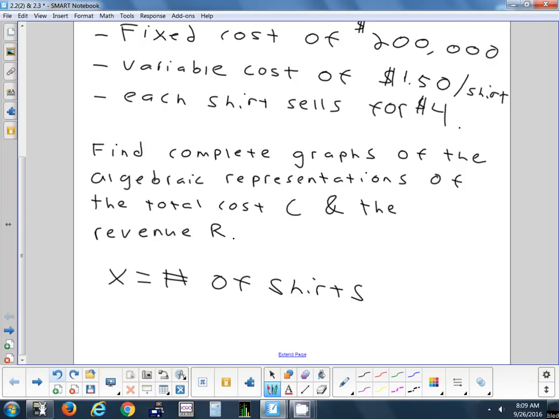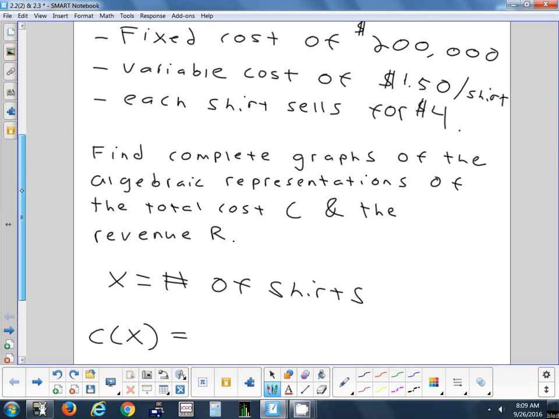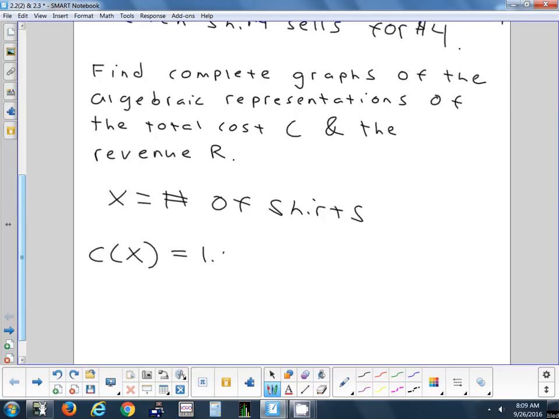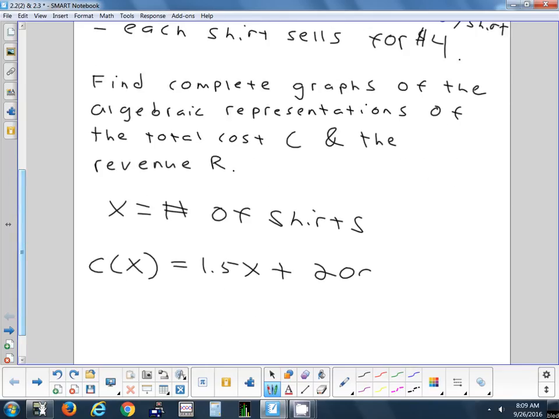All right, let's do the cost first. The cost as a function of how many shirts we sell, C of X. Anyone think they can give me an equation for the cost? Yeah, go ahead, Zach. 1.5X plus 200,000, yeah. Good. So that 200,000, that's a fixed cost. That 1.5, that's the cost per shirt.